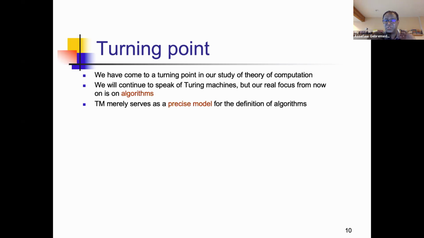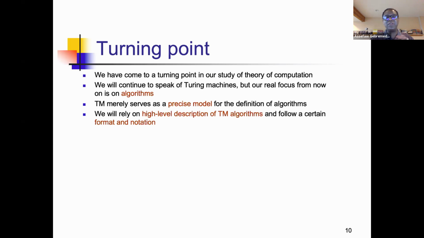So we will continue to use Turing machines, but our focus from now on will be on algorithms. And so we were using Turing machines on our understanding that we have built on it to serve as a precise model for the definition of algorithms. And for that reason, we are going to have a way to describe things and a way to think about Turing machines that would more guide us into having this algorithmic perspective.